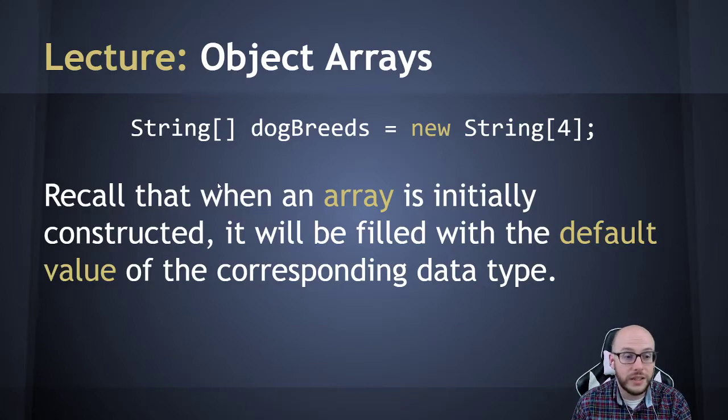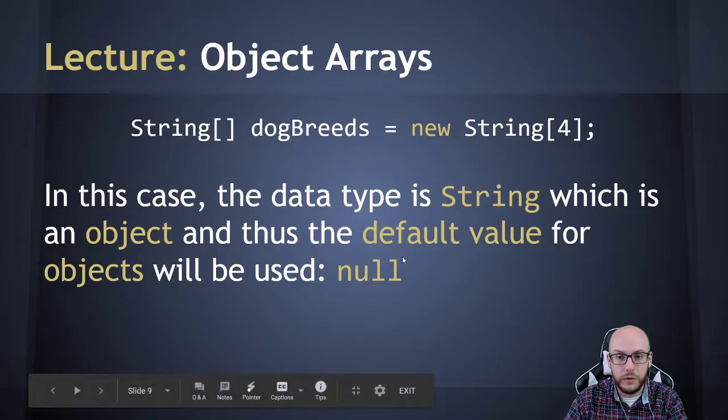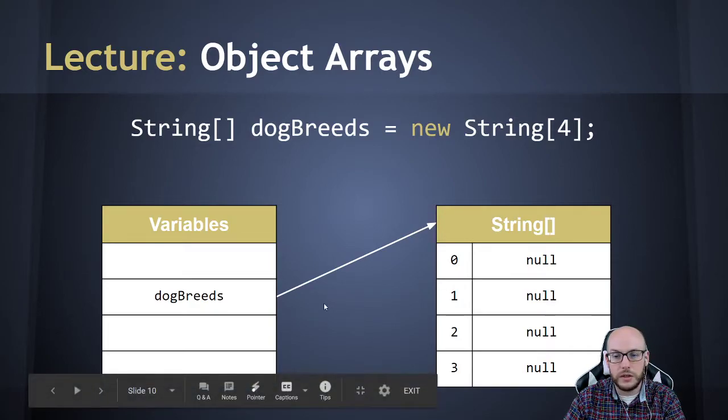Recall that when an array is initially constructed, it will be filled with the default value of the corresponding data type. In this case, we're talking about a string array, and those are strings. Strings are objects, and the default value for an object is null. So we're going to be filled with null values, right? If I just do this, there's going to be 4 null values. That visually looks like this.